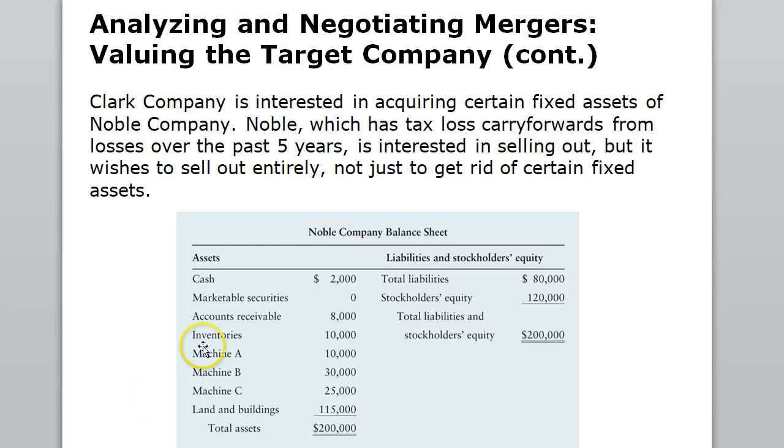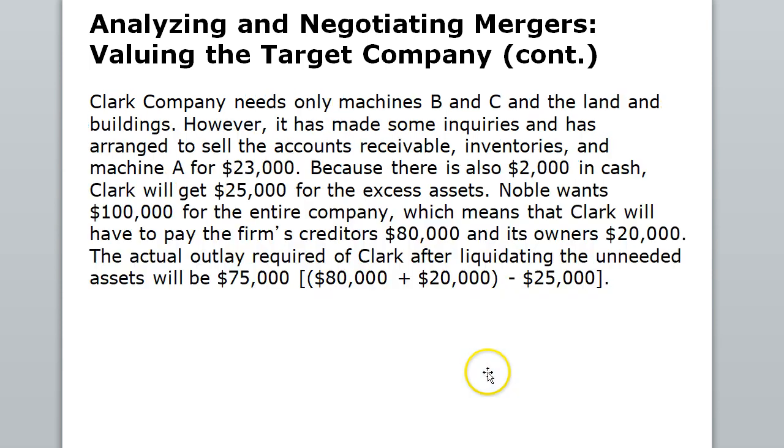If we look at the company's balance sheet, we see the cash, accounts receivable, inventories, the values of machines A, B, and C, and land and building. The total assets are $200,000, with $80,000 in liabilities and $120,000 in stockholders' equity. Clark Company only needs machines B and C and the land and buildings. However, it has made some inquiries and arranged to sell the accounts receivable, the inventories, and machine A for $23,000, because it doesn't need any of that. Because there is also $2,000 in cash, Clark will get $25,000 for the excess assets.